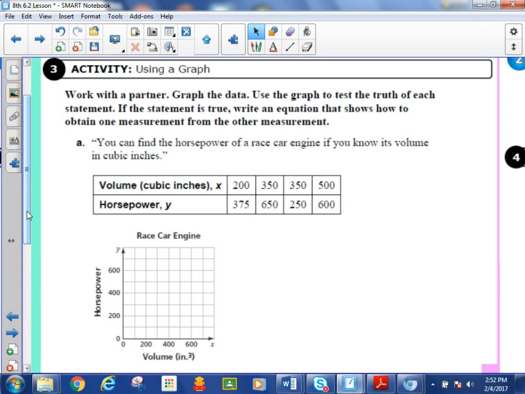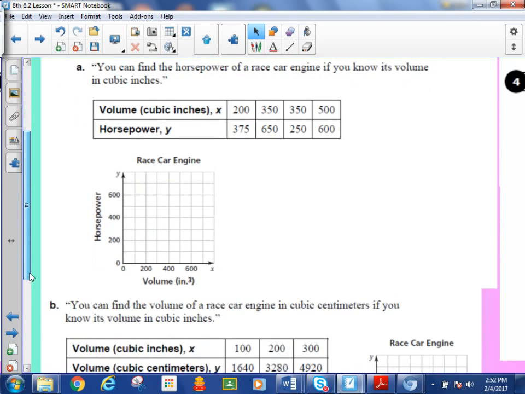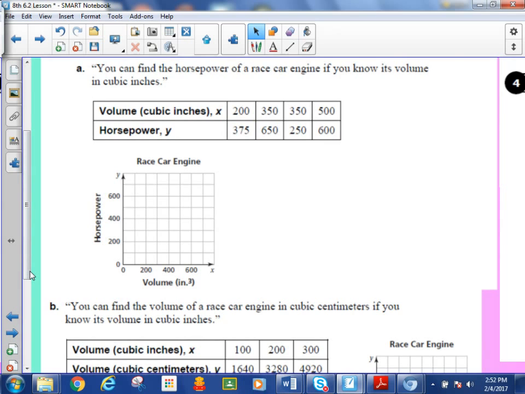So the first scenario says, you can find the horsepower of a race car engine if you know its volume in cubic inches. They've set up the graph for us with all of the axis numbers, and they've labeled the axis lines. The first one says the volume is 200. So this is our x's, this is our y's. I'm going to go over to 200 and then up to 375. Each of these boxes looks like they're worth 100, so 375 is just under 400, about a fourth of the way there. So there's one of our dots.